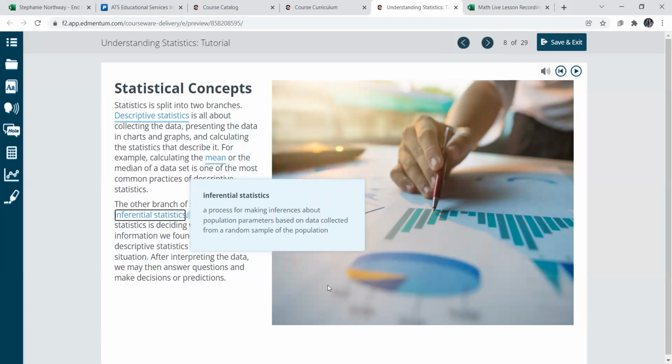Inferential statistics is a process of making inferences about the population parameters based on the data collected from a random sample population. Okay, let's go to the next part.